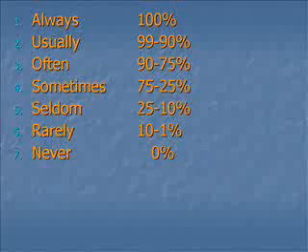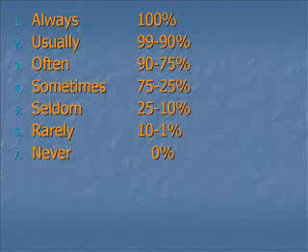So always, it means 100%, right? Usually it is 99 to 90%, often 90 to 75%, sometimes 75 to 25%, seldom 25 to 10%, rarely 10 to 1%, and never 0%. This percentage shows how many times you do an action. It does not mean that if you say 100%, you do it 100 times. It means that you always do that thing, you never miss it, right?